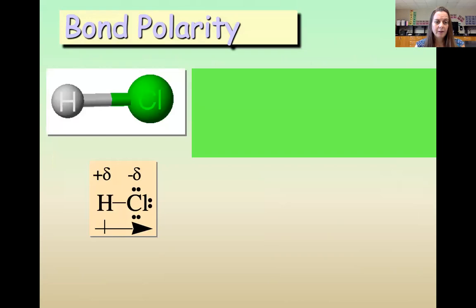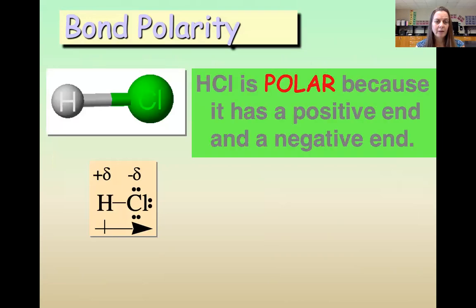So when we talk about bond polarity, we are talking about a bond where the electrons are shared unequally. Because the electrons are shared unequally, we have a higher electron density at one end and a lower electron density at the other end. This results in a partial positive charge on one end, the end with the lower electronegativity, and a partial negative charge on the other end, the end with the higher electronegativity. We use this lowercase delta symbol to represent partial. So this is a partial positive charge on hydrogen and a partial negative charge on chlorine.